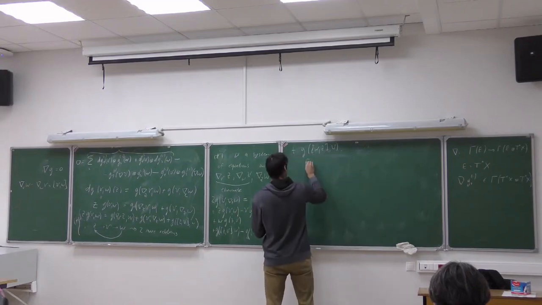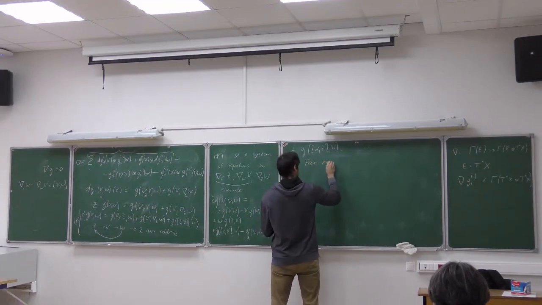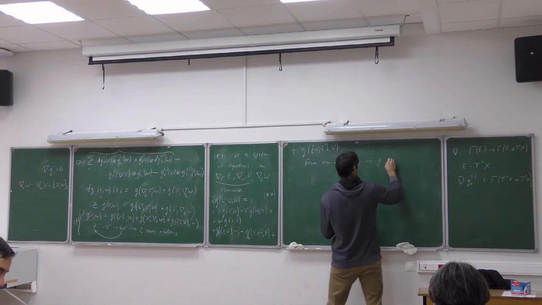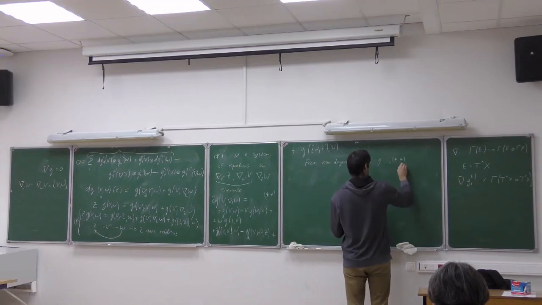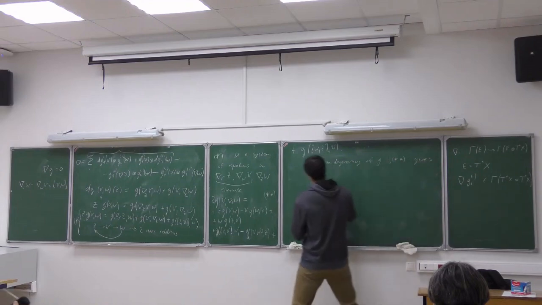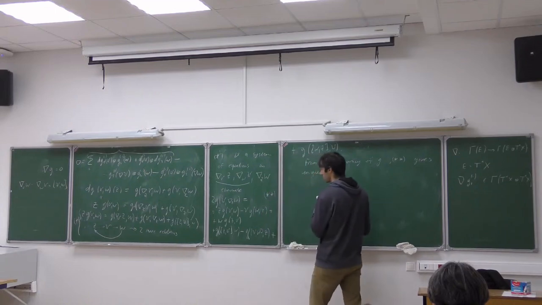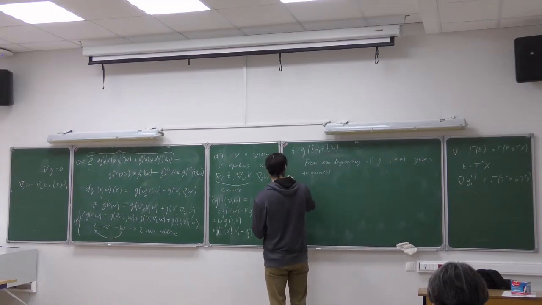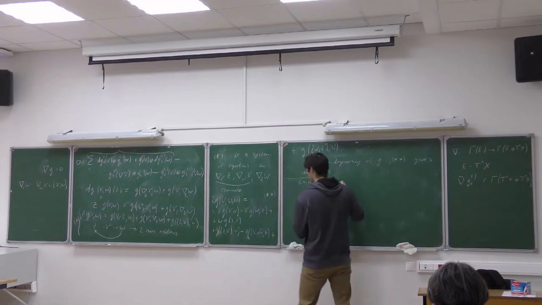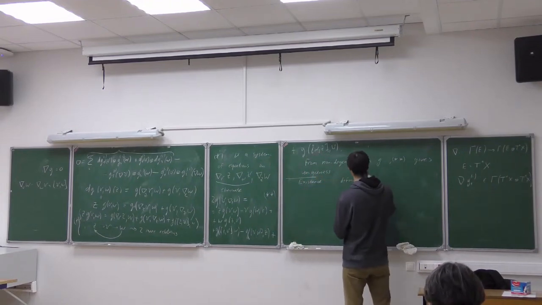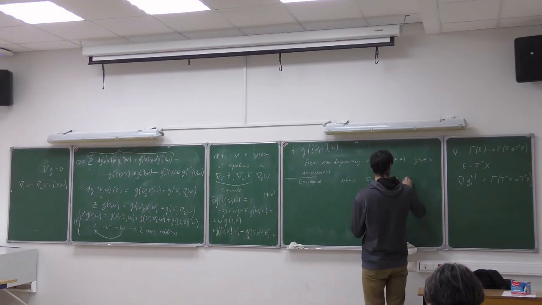So from non-degeneracy of g, double star gives uniqueness. On the other hand, existence goes like this. We just define nabla Z of W by double star.